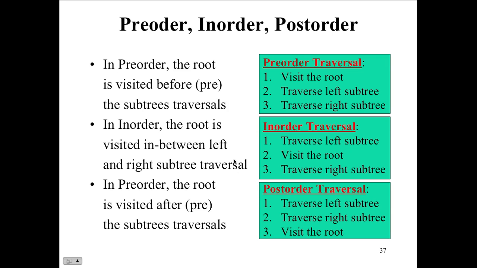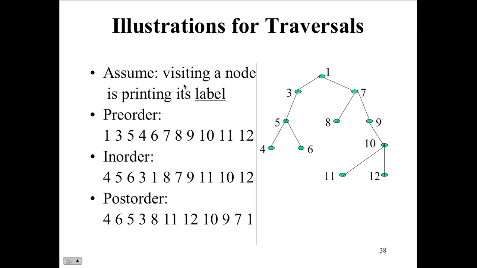In a post-order, you traverse the left, you traverse the right, then you go to the root, and you hit the root last. So a post-order is hitting the root last, pre-order is hitting the root first, in-order is getting it in the middle, essentially. And I have some diagrams here to show you this.